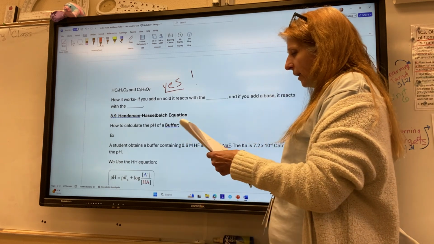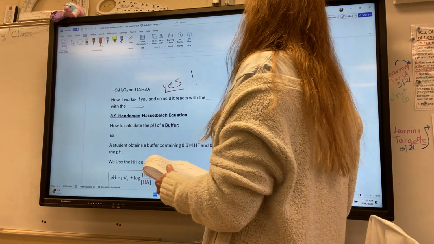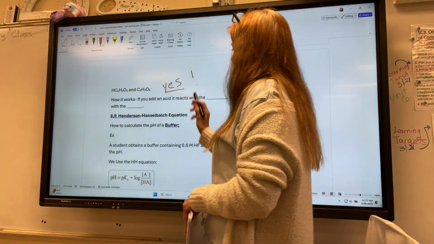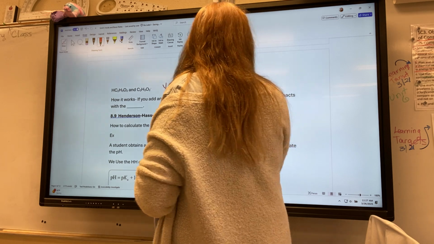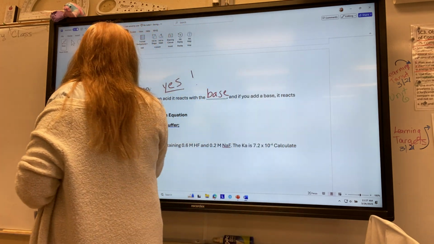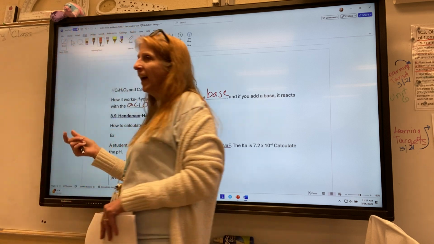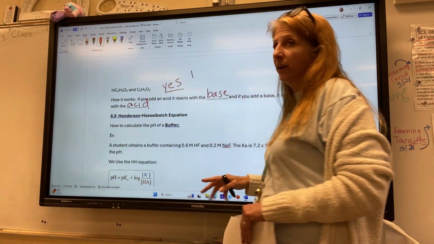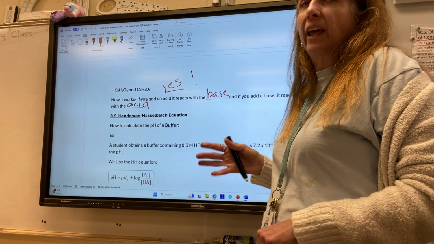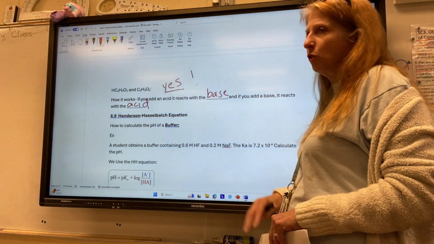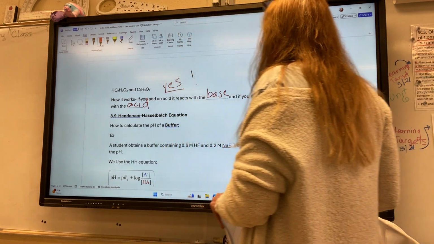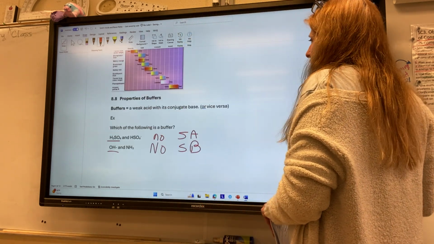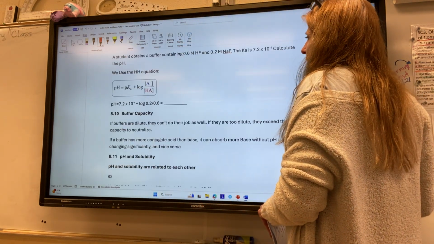Now, how does it work? How do buffers resist changes in pH? If you add an acid, it'll react with the base. And if you add a base, it's going to react with the acid. So whatever you add can get neutralized to a point. Eventually, it can't handle any more, and you'll blow out your buffer, but it works for a while. Okay, how do you calculate the pH of a buffer? Well, we have a special equation called the Henderson-Hasselbalch.